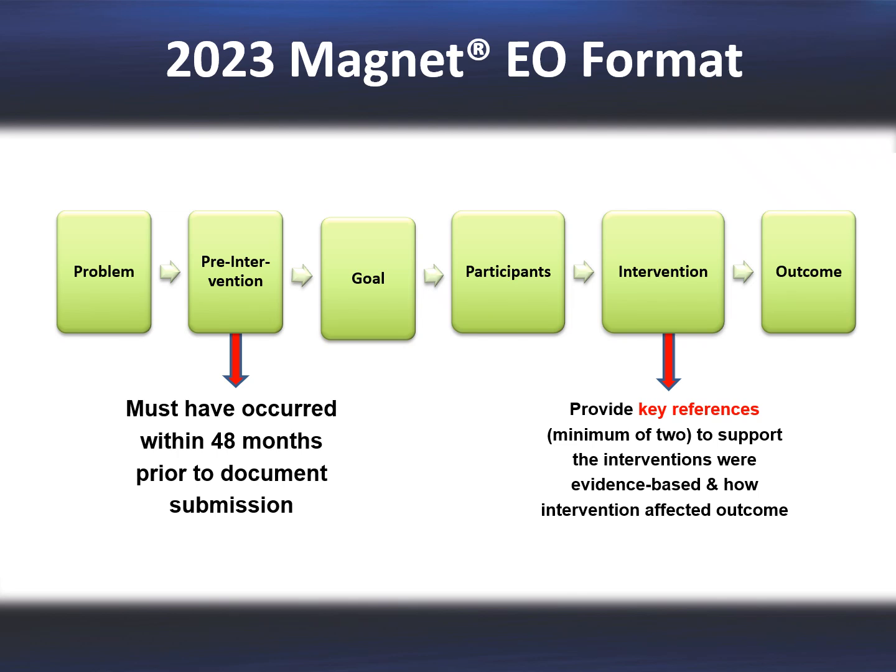Then you move into your goal, participant table is the same, and in the intervention, now you also are required to provide two key references. References within the time period prior to your intervention that could help inform the intervention. And then you also talk in another paragraph about how the intervention affected the outcomes, and then your outcome. So two additions to the format in the new manual.